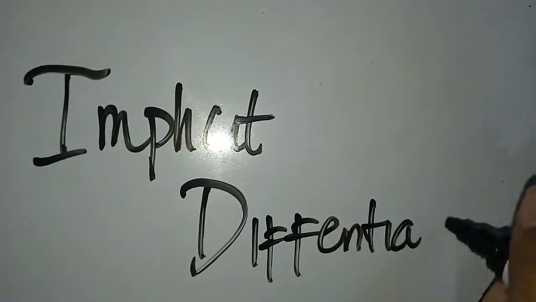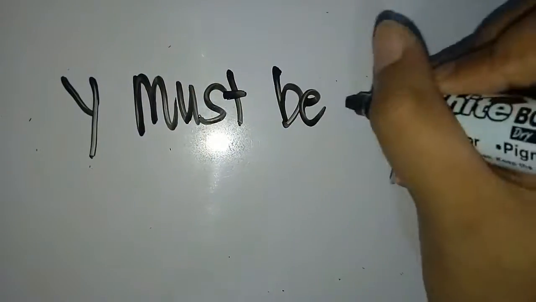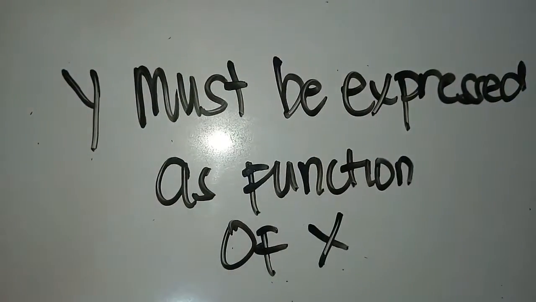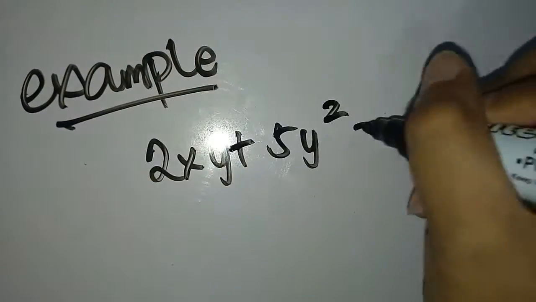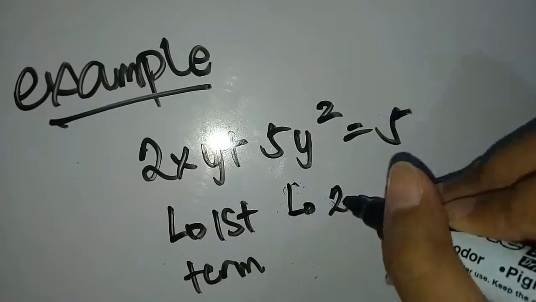Implicit differentiation allows you to find the derivative of y with respect to x without having to solve the given equation for y. The chain rule must be used whenever the function y is being differentiated because of our assumption that y may be expressed as a function of x. For example, 2xy plus 5y squared is equal to 5.